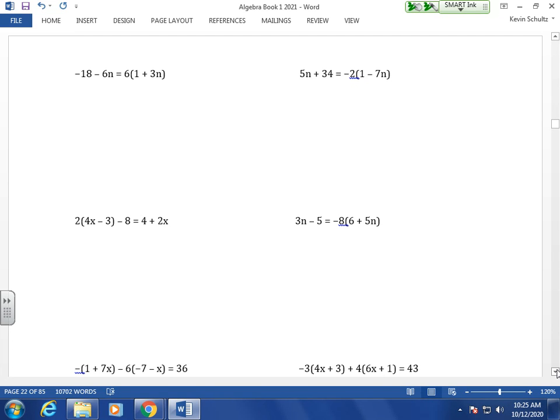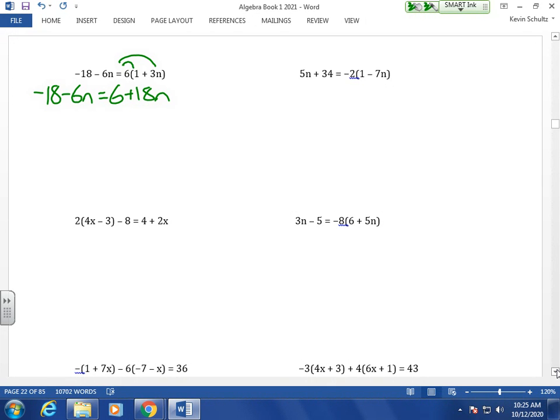Peter? Distribute. Get rid of those parentheses. So we're going to put the 6 in. That gives us negative 18 minus 6n. 6 times 1 is 6. 6 times 3n is positive 18n. Right? The left side doesn't change because we didn't do anything there. There wasn't any parentheses, wasn't any like terms. We just leave it as is. The right side, we distribute in the 6.